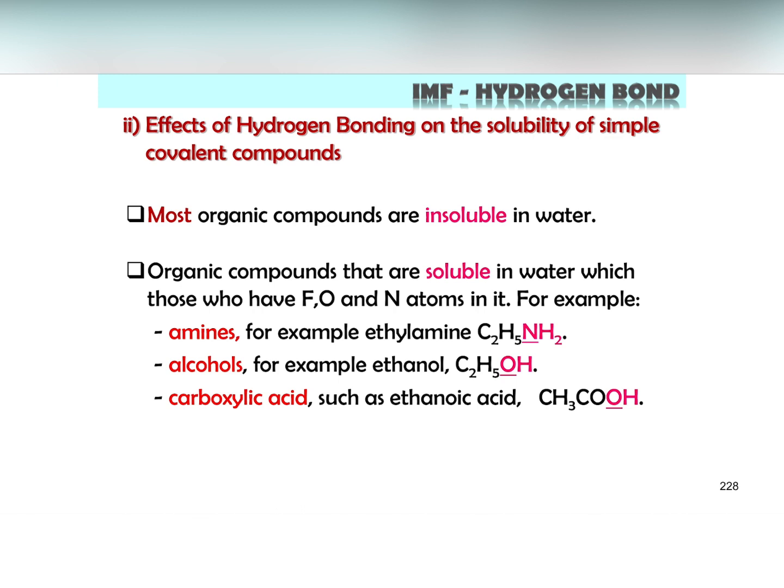Right, so for carboxylic acid, same as well. For example here, kita ada ethanoic acid. So this part of OH, okay, O dekat sini ada lone pair. So dia boleh buat hydrogen bond with water molecule. So untuk this example, they are soluble in water.